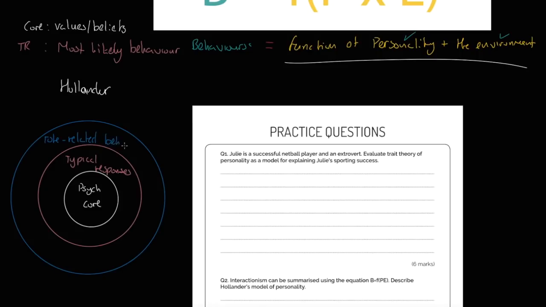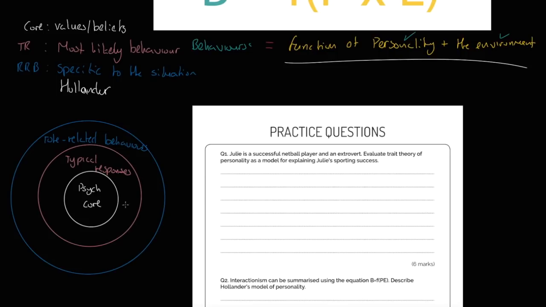He then argued we had a third layer of our behaviors, and they're what we call role-related behaviors. These are outward facing. So if we put RRB up here, they are specific to the situation. And Hollander argued effectively that you can explain why someone is completely different in different situations, because to some degree the individual is honouring one part of this model or another.